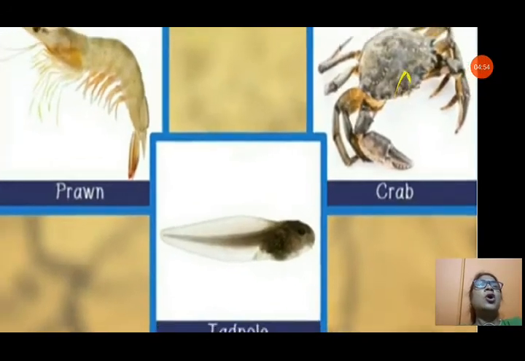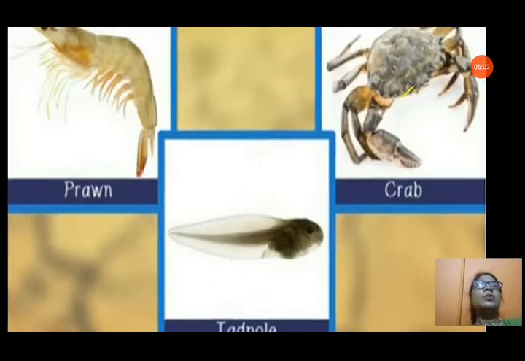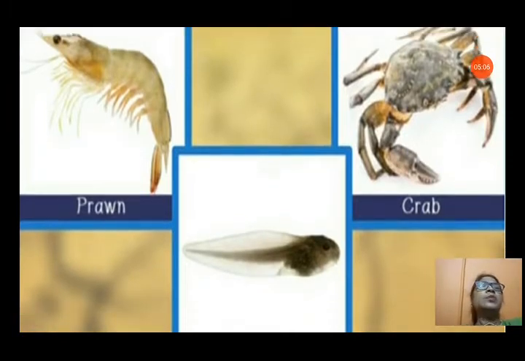You can see prawn, crab, and tadpole, the baby of frog, is also breathing through the gills. So, different animals that breathe with the gills are shown here.